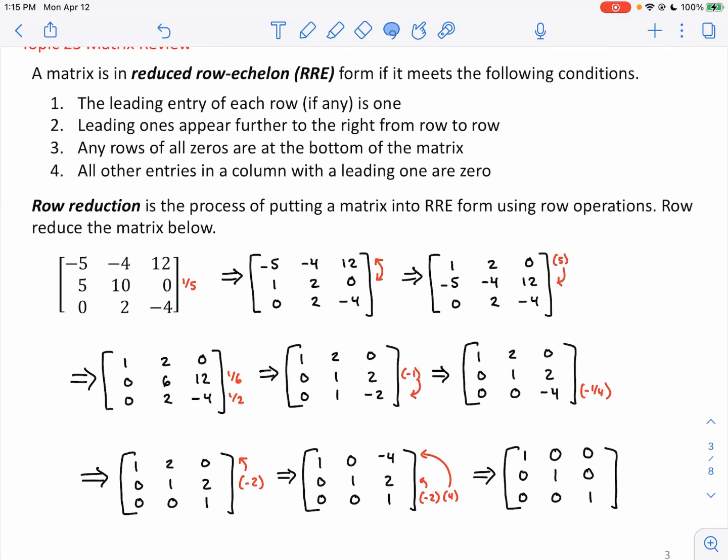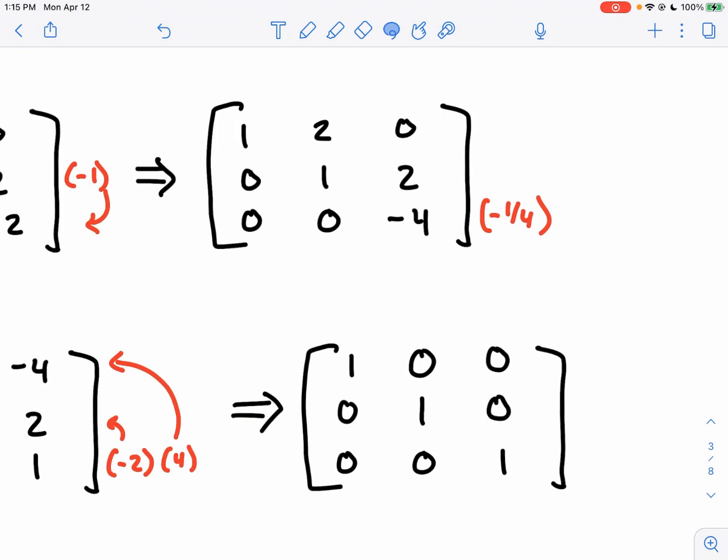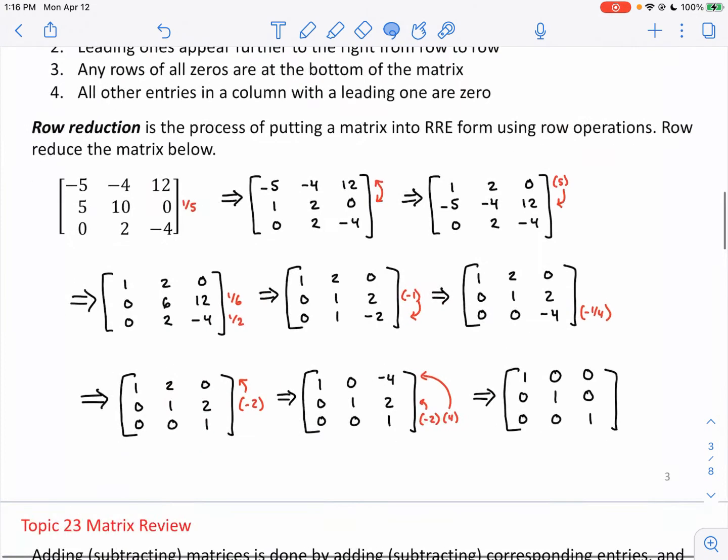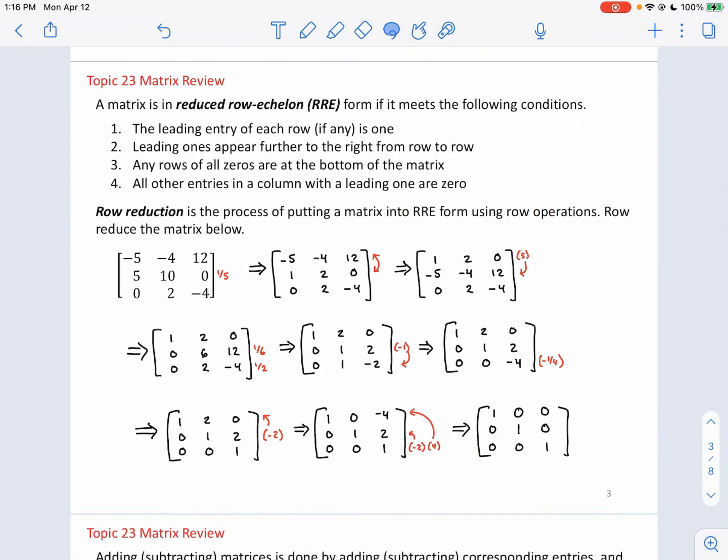And then 4, all other entries in a column with a leading 1 are 0. And since every column has a leading 1, we had to make zeros in all the other entries of that column. Here's another column with a leading 1, so we had to make zeros here and here, which is good. Then here's another leading 1, so we need zeros here and here. So all 4 conditions are met. This is said to be in RRE form.